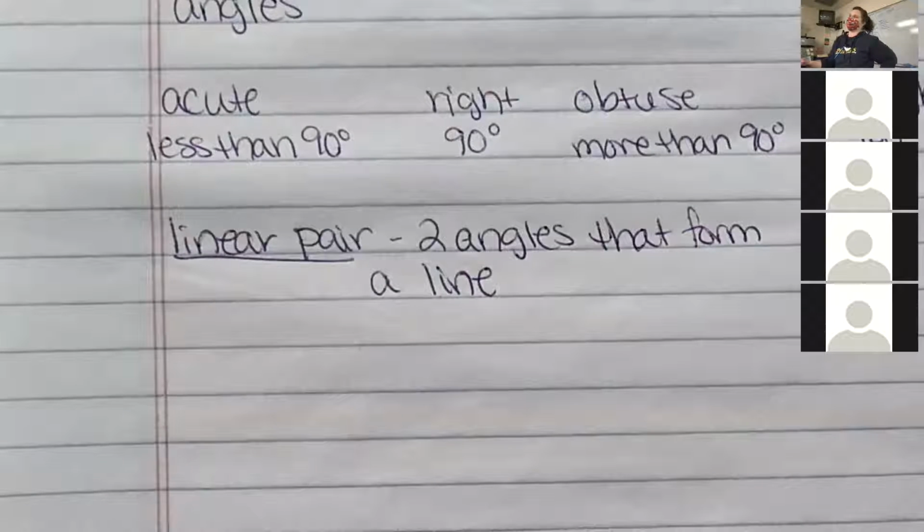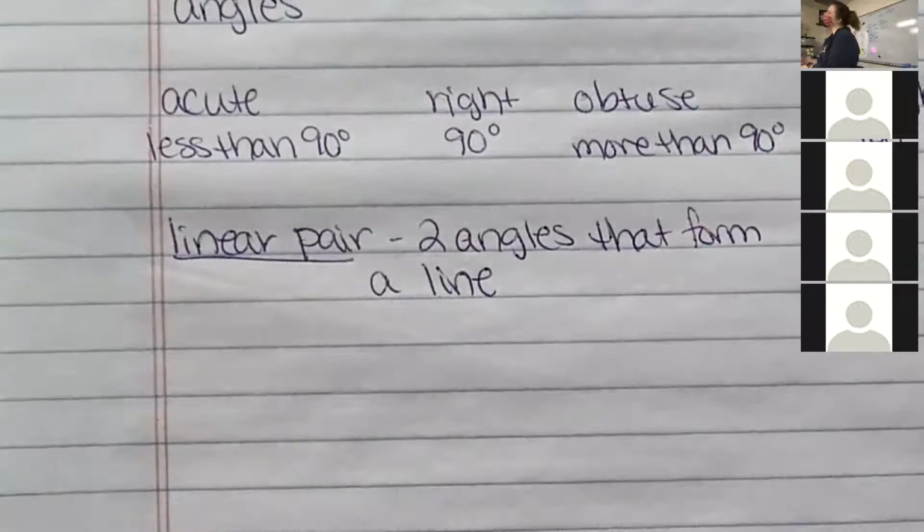Would that mean that they would have to equal 180? They would have to equal 180 degrees, yep. A 90 and 90 would work. 30 and a 150. 179 and 1. Yes, true. So that's a linear pair that forms a line.